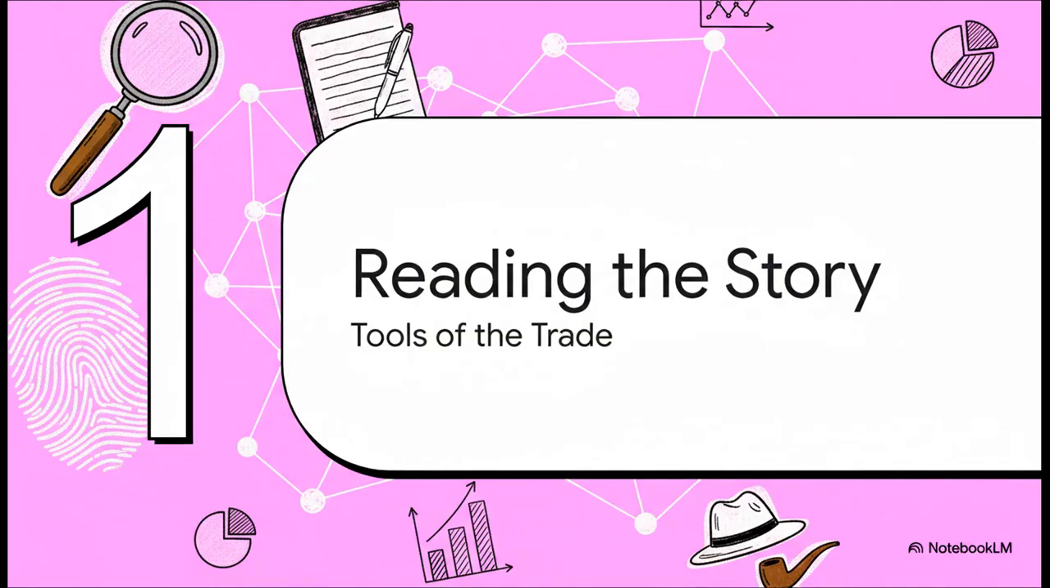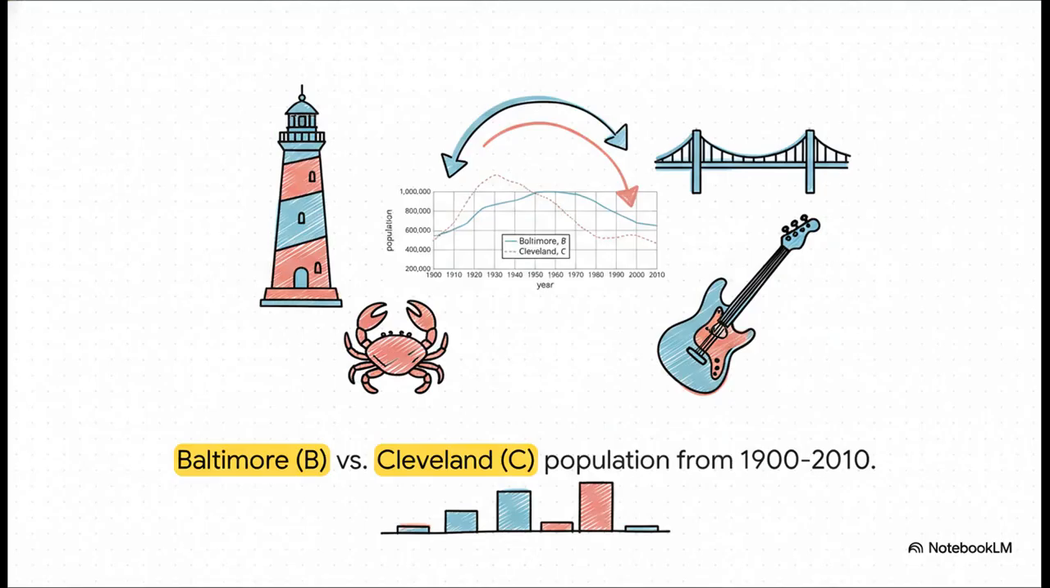But hey, before we solve the big mystery, every good detective needs a toolkit, right? So let's warm up. We're going to start with a simpler case to get our graph reading skills nice and sharp. So check this out. This isn't just a graph. It's a 110-year story of 2 big American cities. We've got Baltimore in blue, we'll call it B, and Cleveland in red, that's C. You can literally see their histories playing out. They grow, they hit their peaks, and then they start to decline. Their stories are totally intertwined.